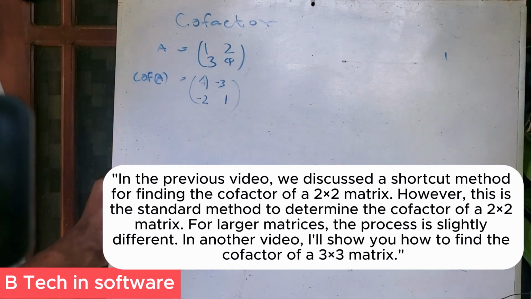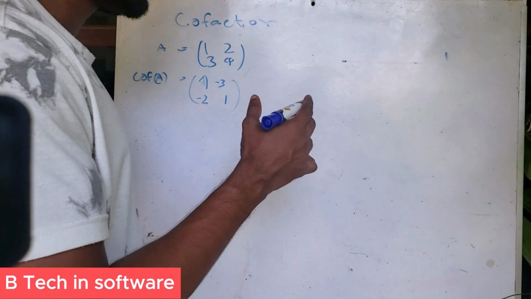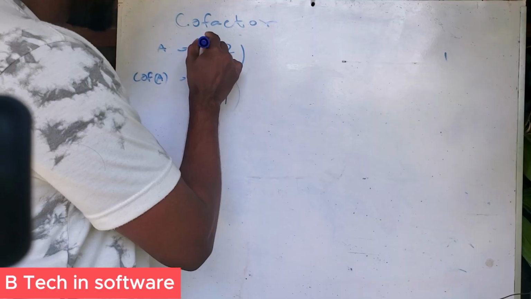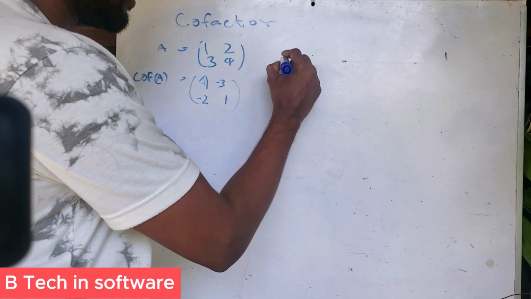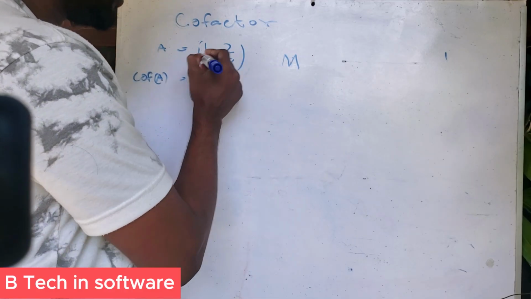If you need to find a cofactor of a 2 by 2 matrix, this is the shortcut way. Now I will show you how to do the actual way to find the cofactor of any matrix. Let's take the first element. First of all, we need to find the minor of this first element.